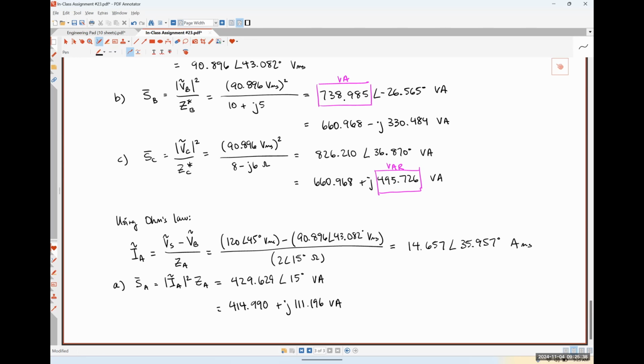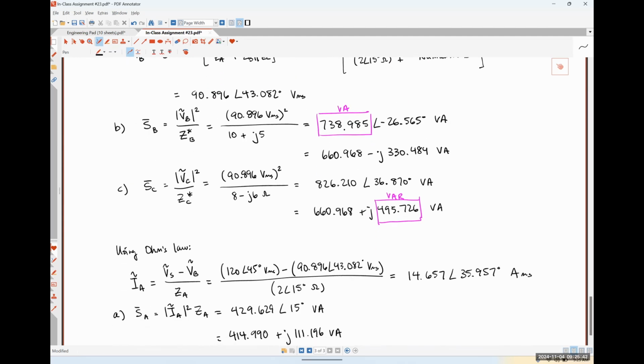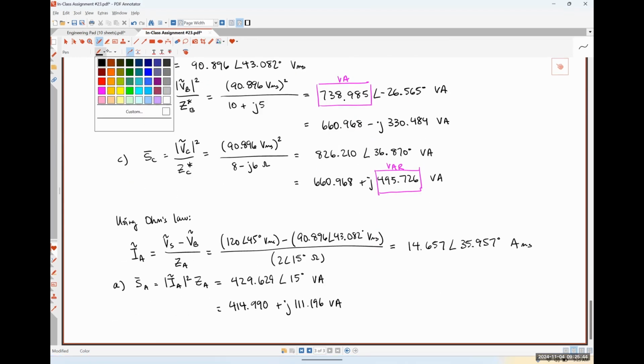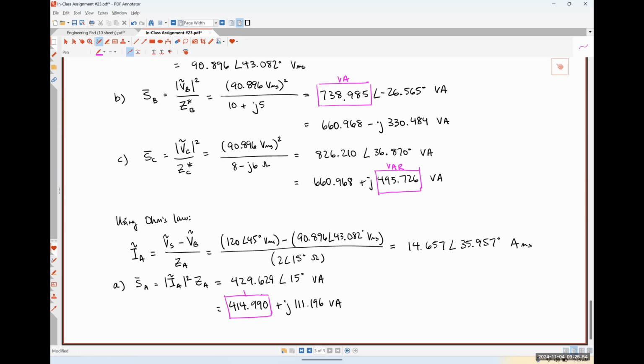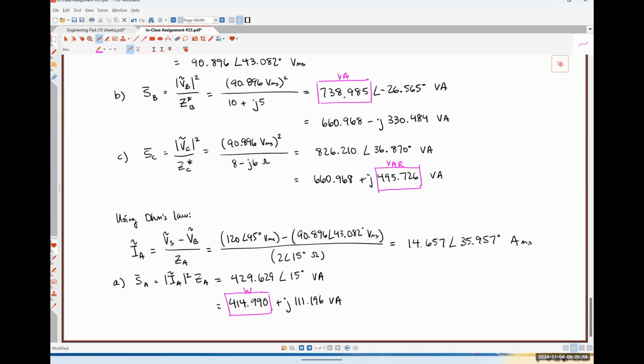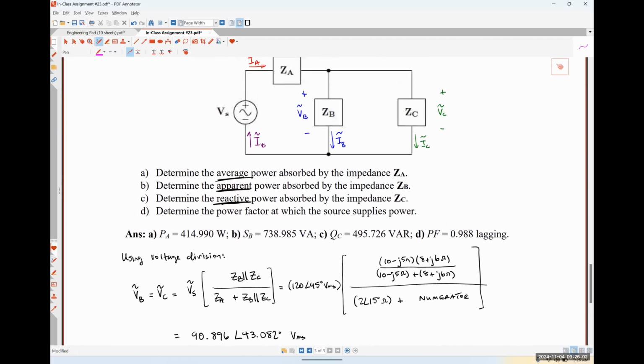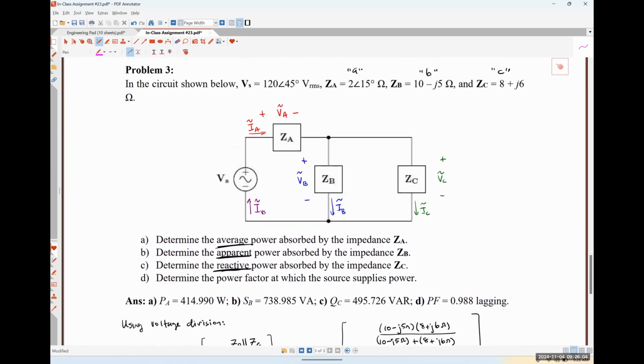We were asked to calculate average power. So which of those four numbers is average power? 414.990. And what should the units be for average power? Watts. Okay. Does that match? I'll be damned. And then the last thing we need is our power factor at which our source supplies power.